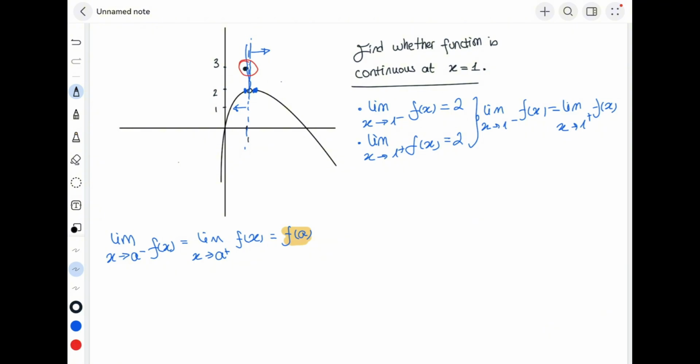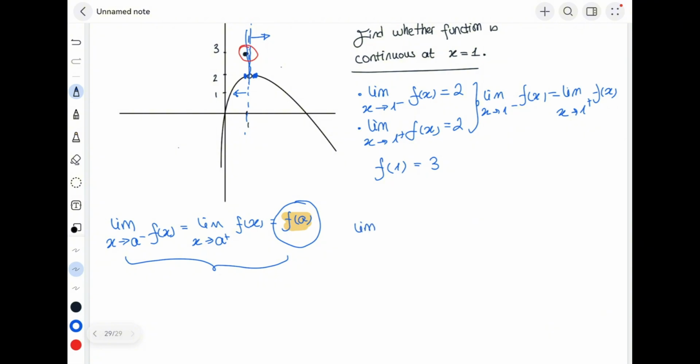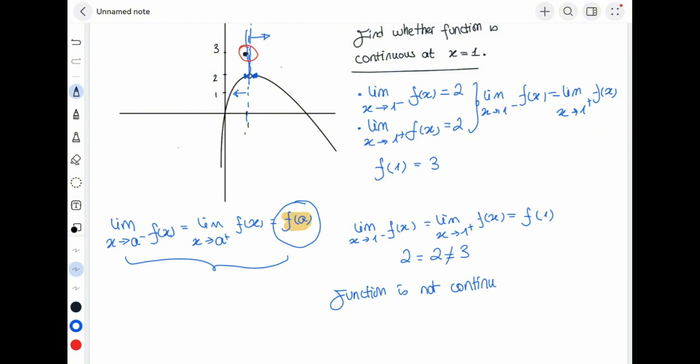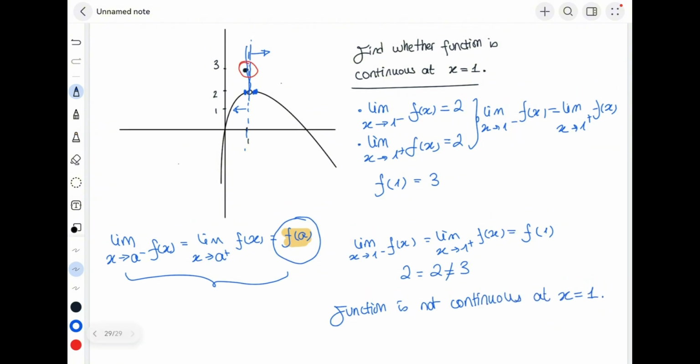This point is f at exactly 1, which is this. And here it is equal to 3, which does not satisfy this equation, which tells us the limit as x tends to 1 minus of the function should be equal to the limit as x tends to 1 plus of the function, which is equal to f at 1. We have 2, and we have a 2, and we have a 3, where they are not equal. Then here, our function is not continuous at x equal to 1. These types of scenarios, you might see them most whenever you're given a graph and not a piecewise function.